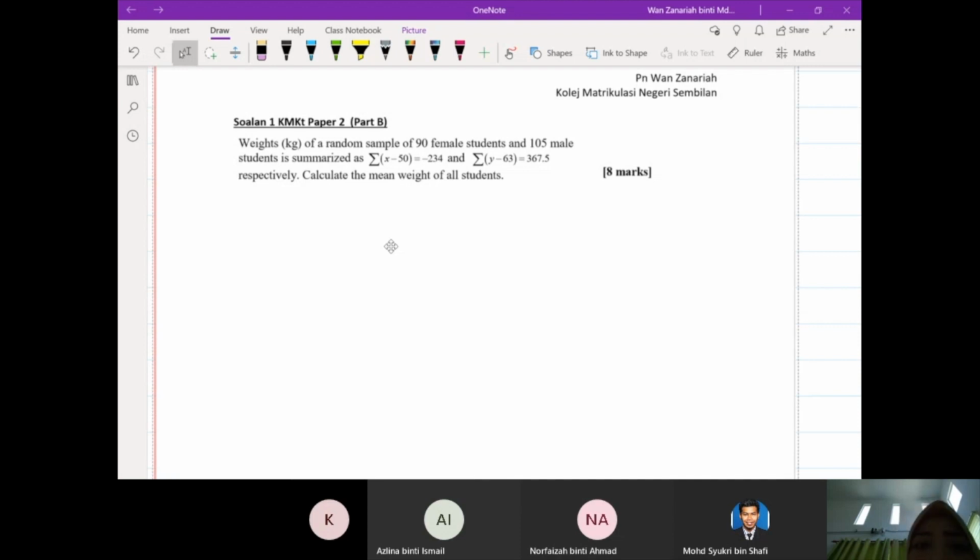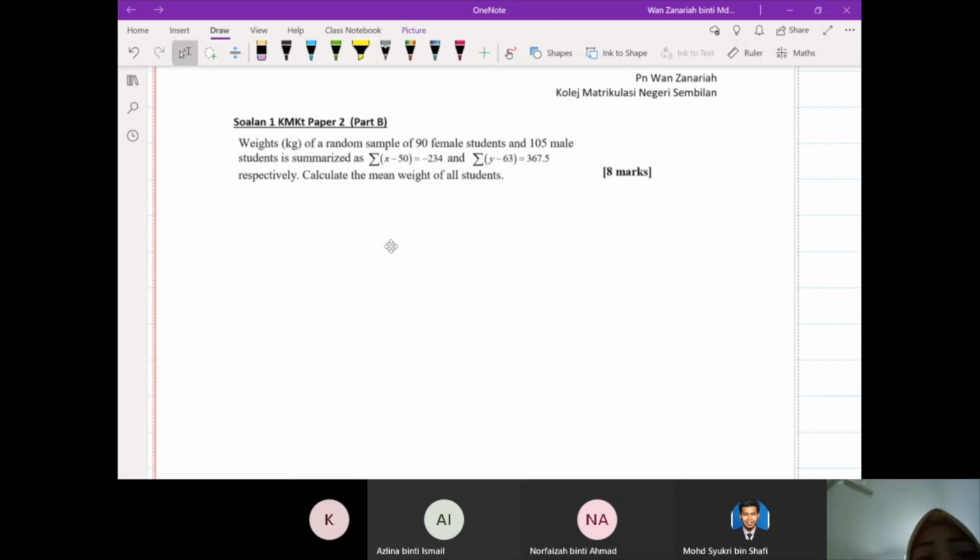statistics, part B, and it consists of 8 marks. The weight of a random sample of 90 female students and 105 male students is summarized as given in the question, and the summation of y minus 63 equals 367.5. Calculate the mean. For this question, it confuses students because usually for the mean, all the details are given to you and you just divide by the number of students, but this time an equation is given, so we have to work from the equation given in the question.